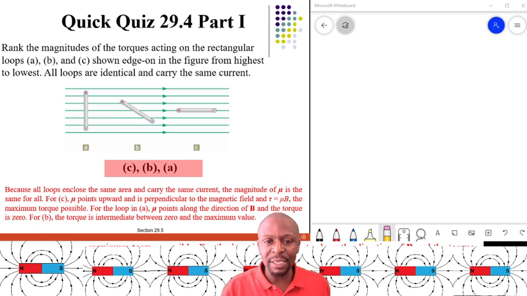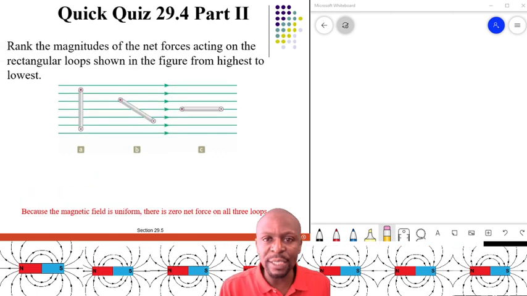Right, rank the magnitude of the net force acting on the rectangular loops shown in the figure from highest to lowest. Now, because the magnetic field is uniform, there is zero net force on all three loops, and this is what we have actually done in the previous example.